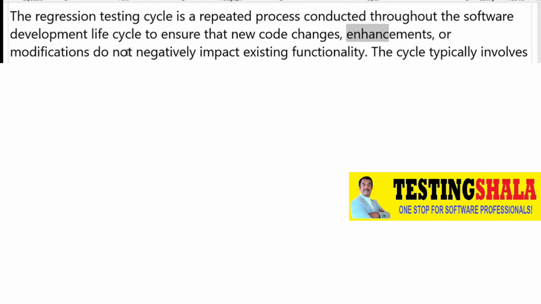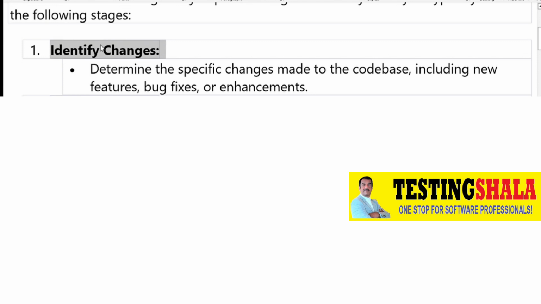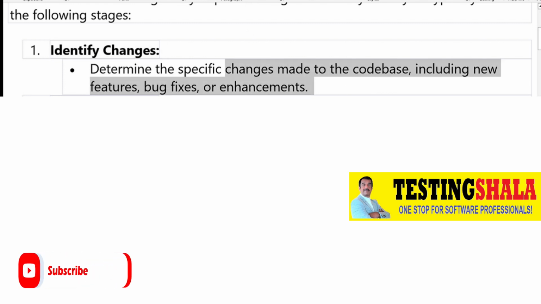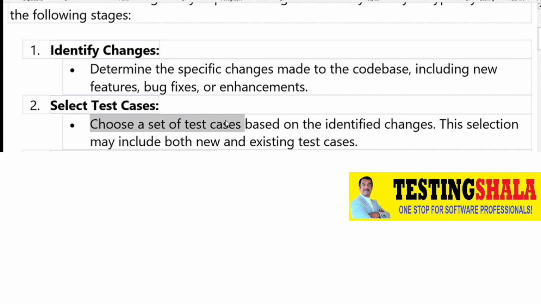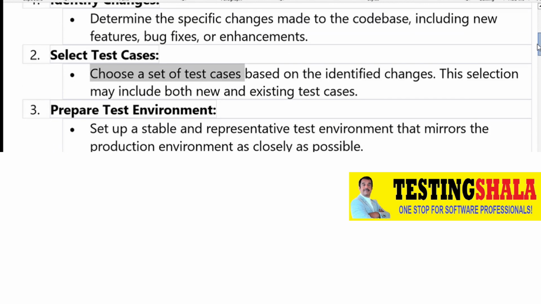There are various stages or steps involved whenever we are performing a regression cycle, which I am going to discuss now. The first thing we should identify is what changes the developers have implemented. We have to see what code has been changed, whether it is because of new features, bug fixes, or enhancements. That is the first thing. Once we identify the changes, we should select the test cases as the second stage, based on which area of the functionality is getting impacted.